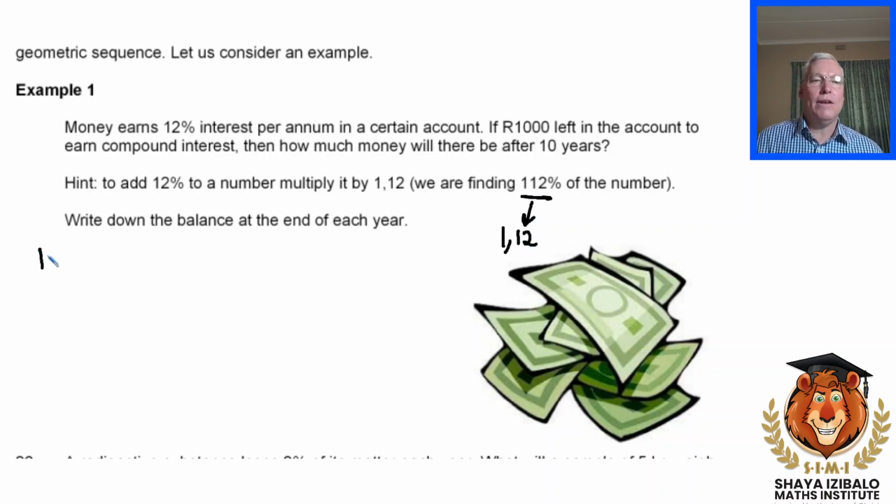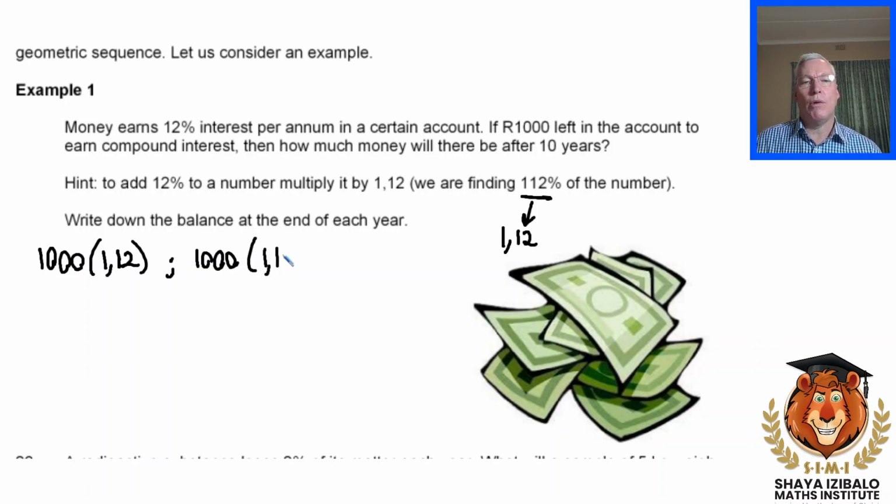So at the end of year 1, we're going to have 1,000 Rand times 1.12. At the end of year 2, we're going to get that amount, but we're going to times it by 1.12. So we're going to get 1,000 Rand, now we're going to have 1.12 times another 1.12. And at the end of year 3, we're going to have 1,000 Rand.